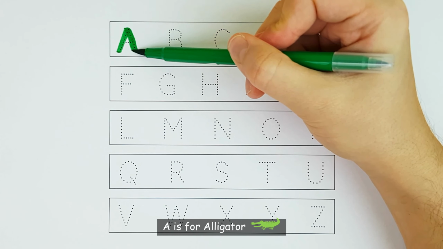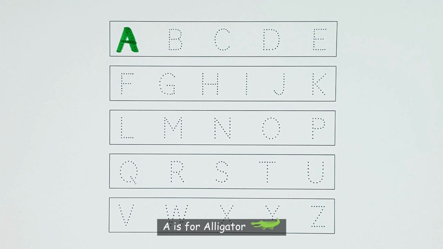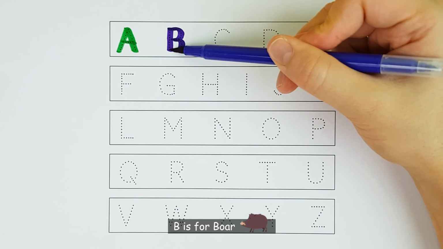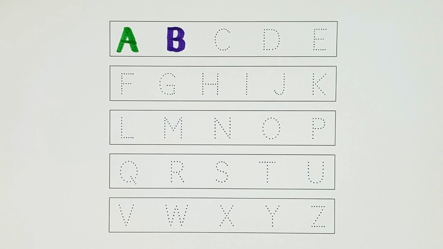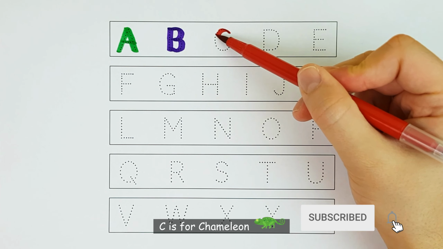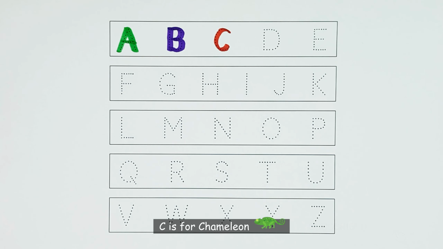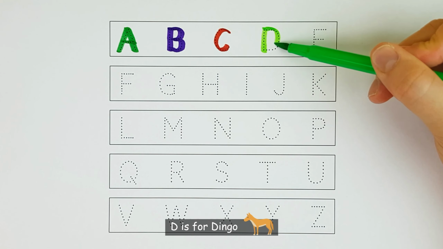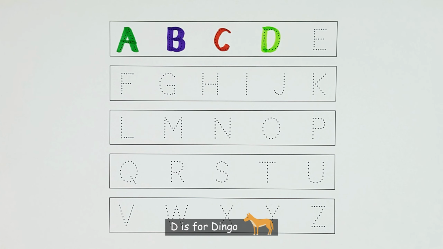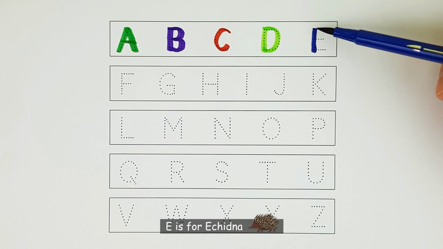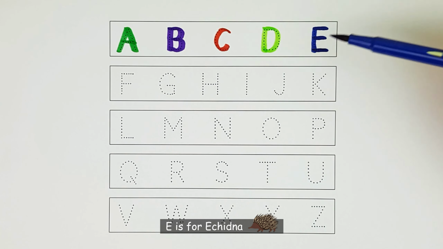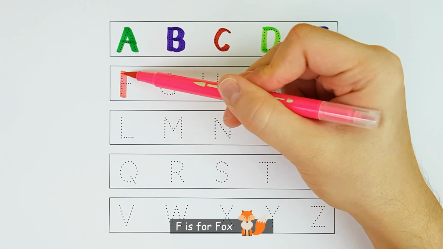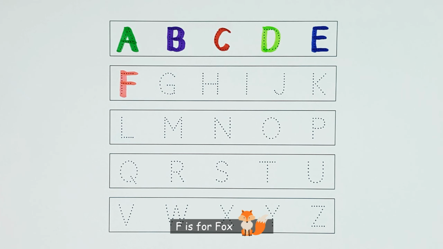A. A is for alligator. B. B is for boar. C. C is for chameleon. D. D is for dingo. E. E is for echidna. F. F is for fox.